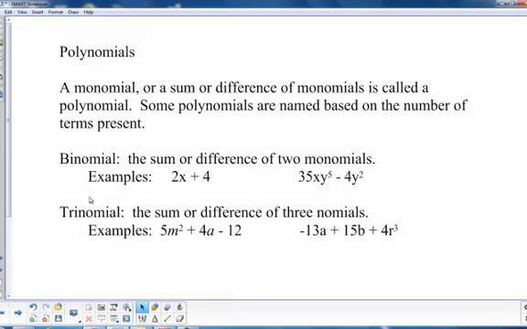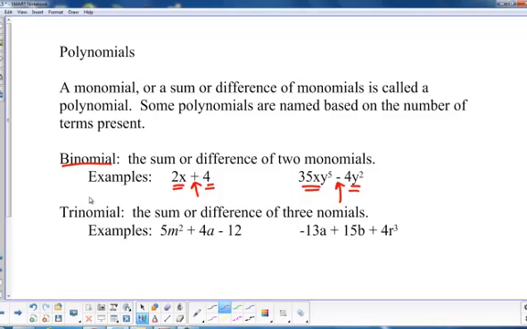All right, now we've got binomials and trinomials. Binomials means there's just one plus or minus sign. This breaks this up into two terms. This minus breaks this up into two terms. In fact, if you want to find the degree, I won't get ahead yet.